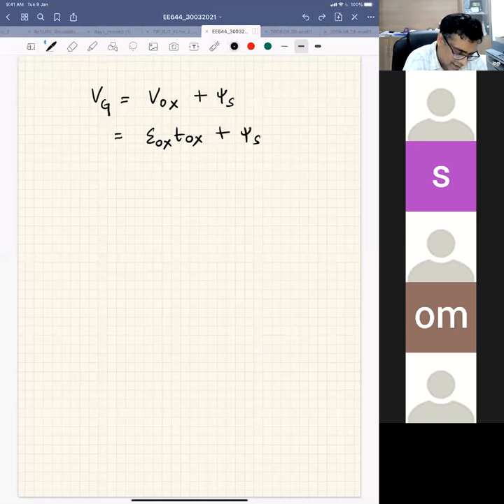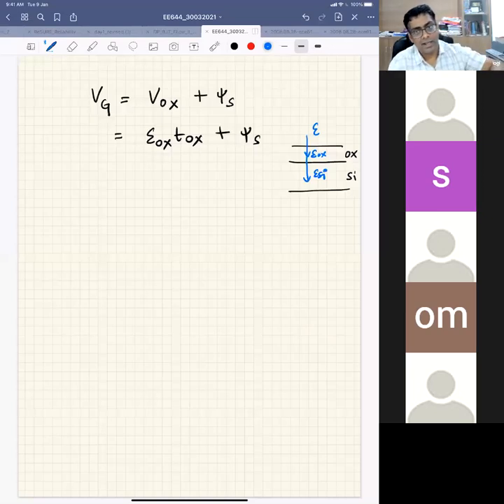So I know the displacement vectors. This is my oxide, and this is my silicon, and I have an electric field. This is the electric field in the oxide, and this is the electric field in the silicon. Please keep in mind that the electric field in the oxide will be different from the electric field in the silicon because of the change in epsilons.